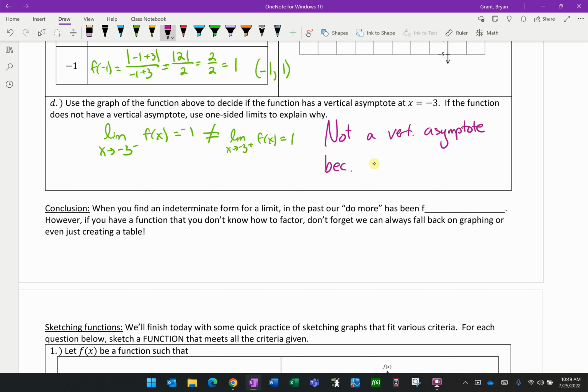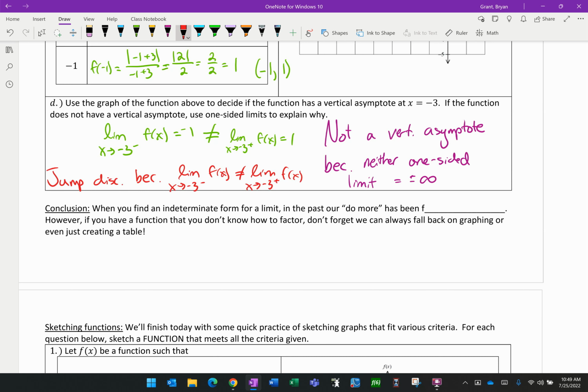So the one-sided limits, so I'd say neither one-sided limit equals infinity. That's our definition. One of them had to be infinity. Neither was. It's not a vertical. So what kind of discontinuity is this then? This is a jump discontinuity. How do we prove it? Well, we say because the limit as x approaches negative 3 from the negative side of f of x is not equal to the limit as x approaches negative 3 from the positive side of f of x. Right? They're not equal to each other. That's an easy way to justify a jump discontinuity.